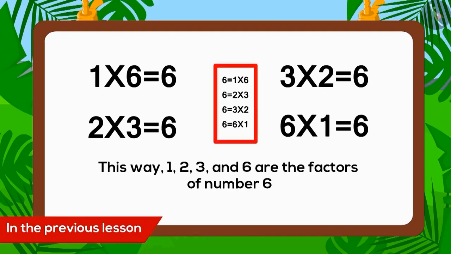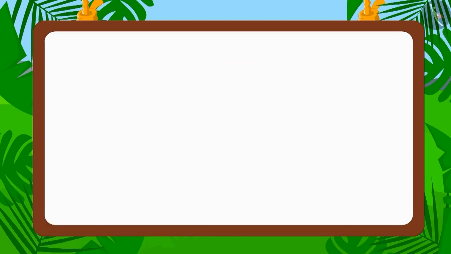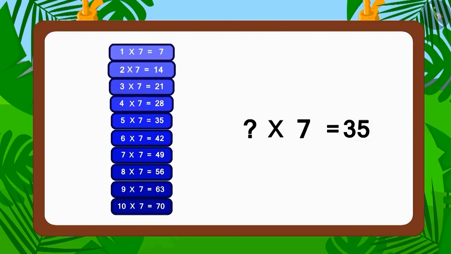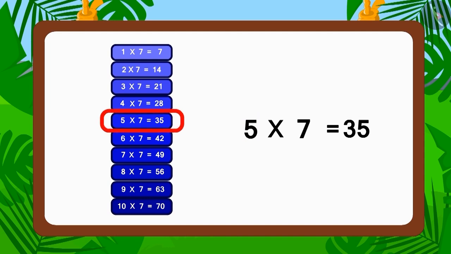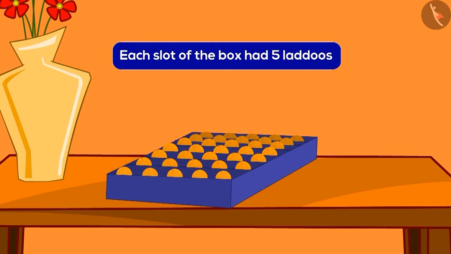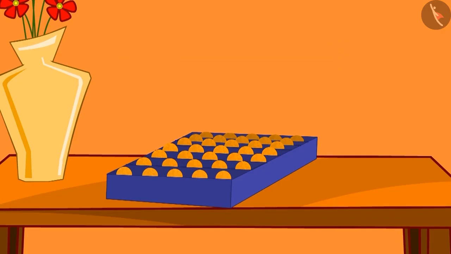Now, can you make use of the method of finding factors learned in the last lesson and find the answer to this puzzle? You just have to find out when does 35 appear in the table of 7. So what multiplied with 7 is 35? 5 multiplied with 7. Each slot of the box had 5 laddus.